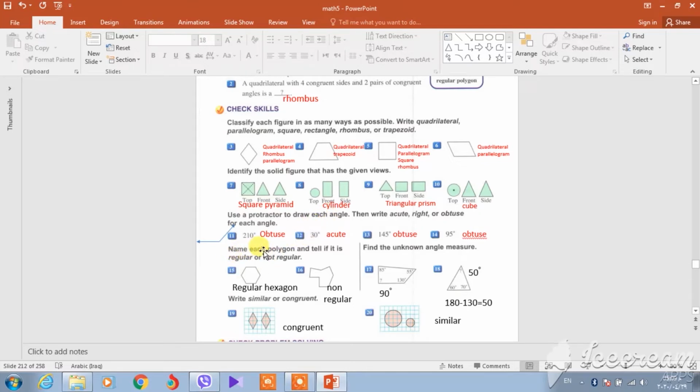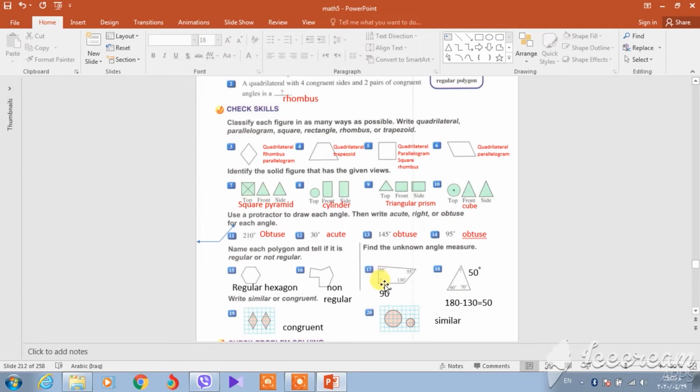Question 15, name each polygon and say if it is regular or not regular. Question 15 is regular because you have 6 sides and all sides are equal. So this type is a regular hexagon because we have 6 sides. It's called a hexagon. And question 16 we have non-regular. It's not regular, student.